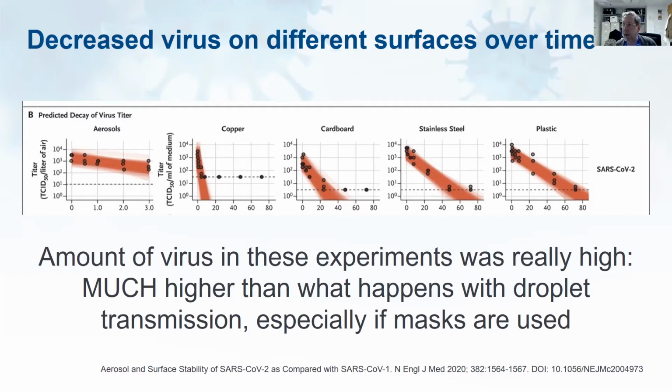Yeah, quickly, you can see that the survival on cardboard is the shortest. The virus survives a little longer in stainless steel and plastic. Again, this was the same study that put the virus in the rotating drum. That's why it looks like it survives so well in the air. That is a very artificial measurement for the reasons we talked about.